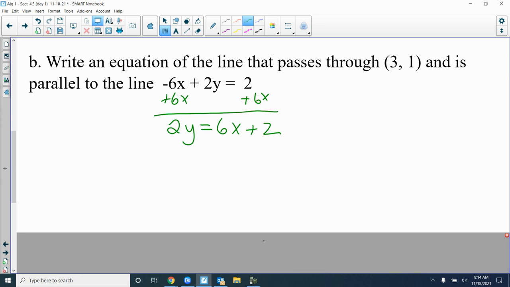Ellie, what do I do now? Solve for y. Hold on one second. So then, to solve for y, would you divide by 2? Everything gets divided by 2. And I did all that work to get what? y equals 3x plus 1.